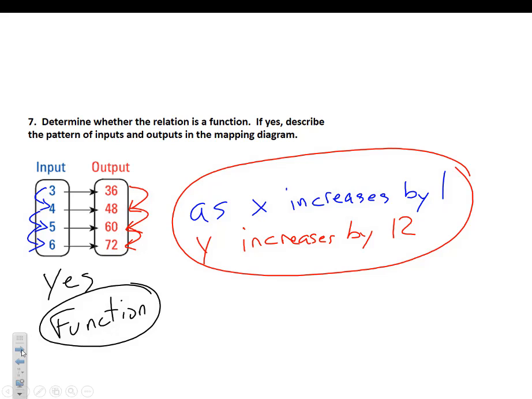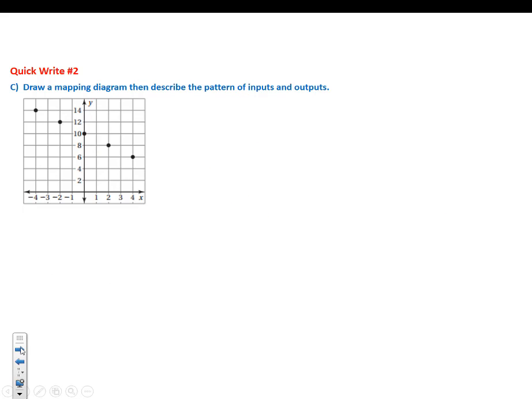Ladies and gentlemen, it's pretty much that straightforward on our functions and relations today. So we decided what is a function by looking and examining, do our inputs have exactly one output? We've taken our ordered pairs and made our mapping diagrams. We've looked at our mapping diagrams and our ordered pairs, and we've described the pattern of the inputs to the outputs. We've done a lot today. Ladies and gentlemen, for your last quick write on your insert, you have this graph of ordered pairs, which you need to make a mapping diagram from, and then describe the pattern of inputs to outputs.